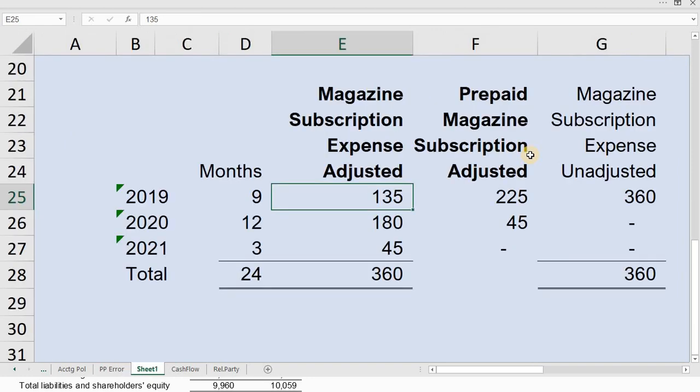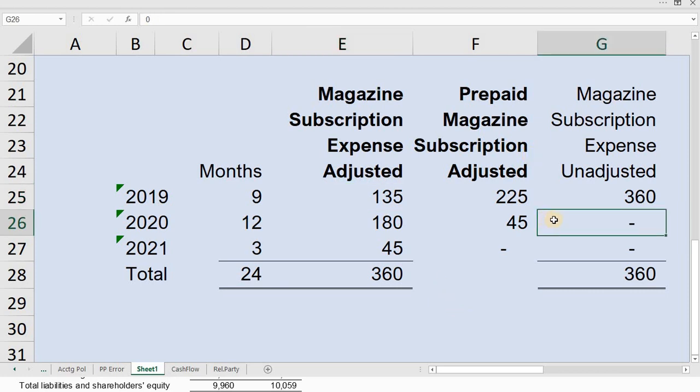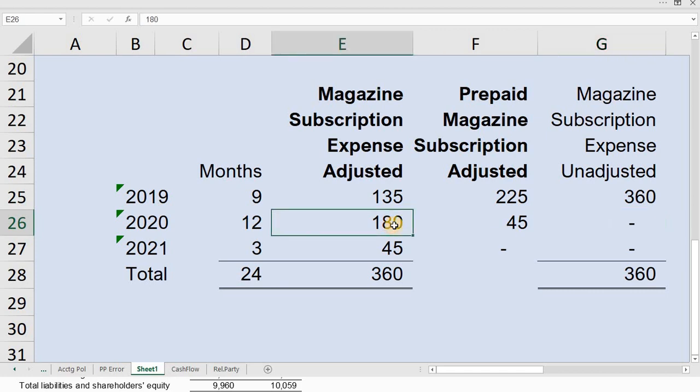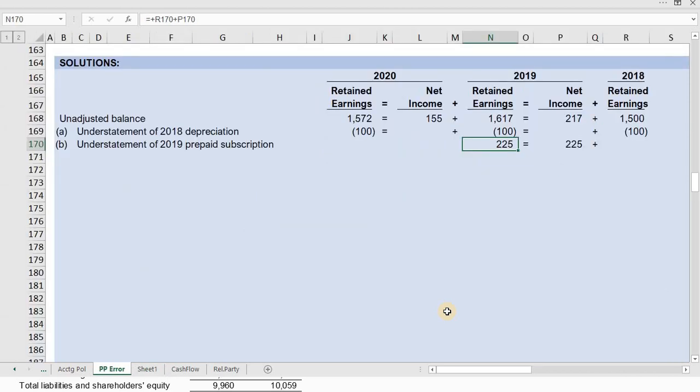Then, to analyze the 2020 net income, the entity did not record any expense in 2020 related to the magazine subscription. However, 180 pesos should have been recorded by the entity, which means that the expense in 2020 is understated, making the 2020 net income overstated. So since the net income in 2020 is overstated, we need to correct the overstatement of 2020 net income. And to correct the overstatement, we need to deduct 180.